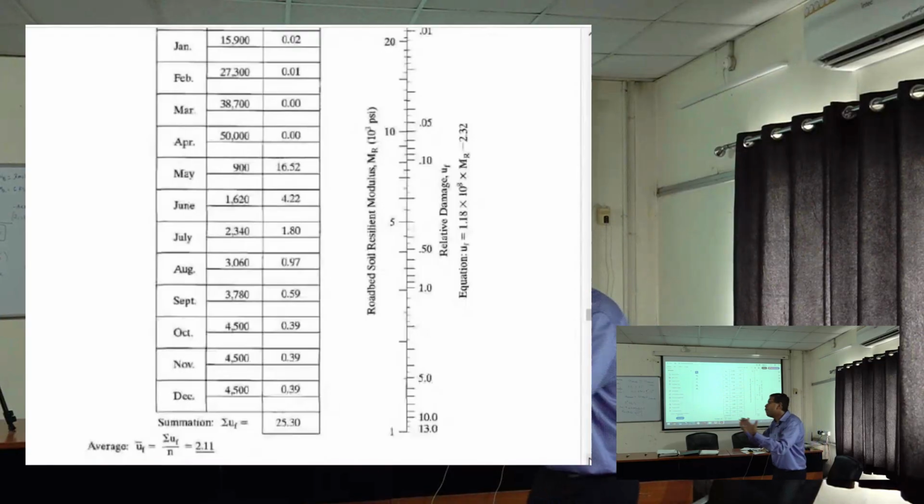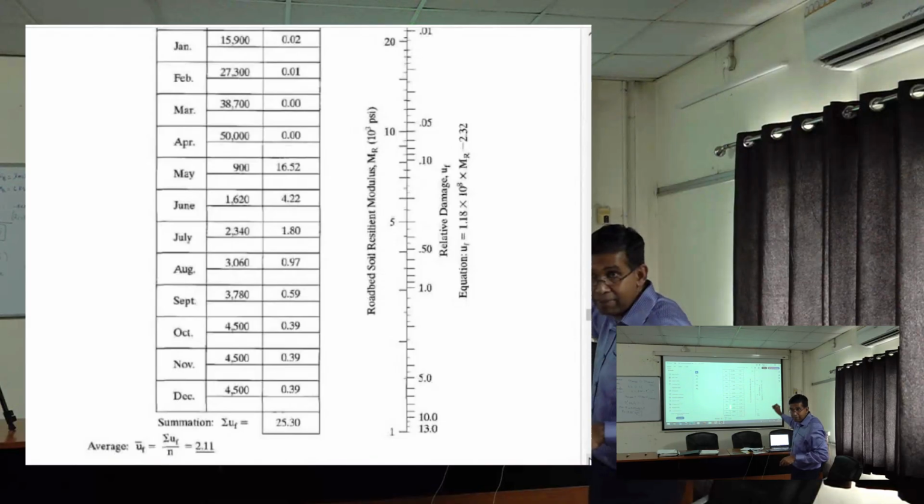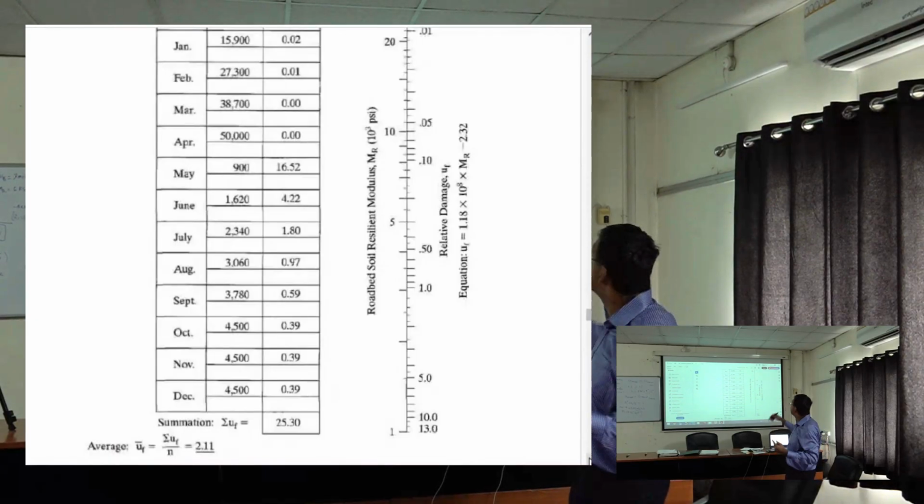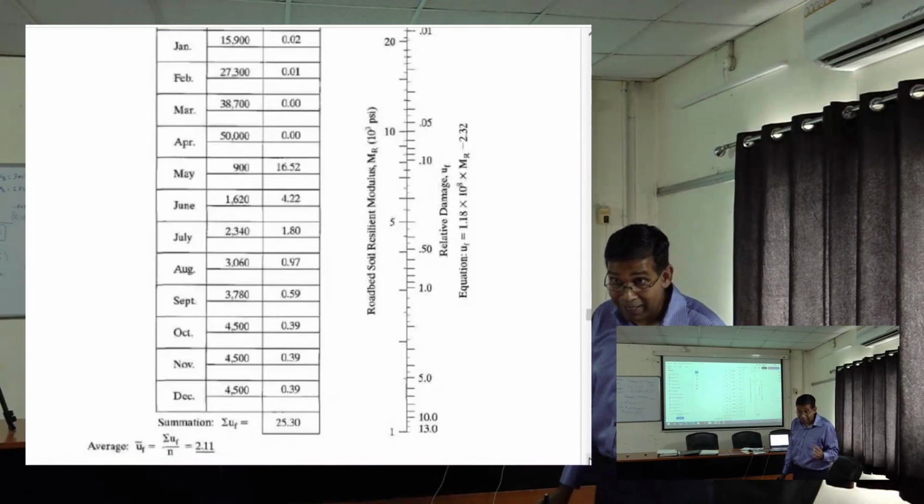So what is that modulus? If I assume the modulus to be the same through the entire year, what would that modulus be to cause the same amount of damage as if this was occurring every month? We'll repeat: I want a single modulus value that will cause the same damage as this distribution would cause. Can you understand this very clearly?